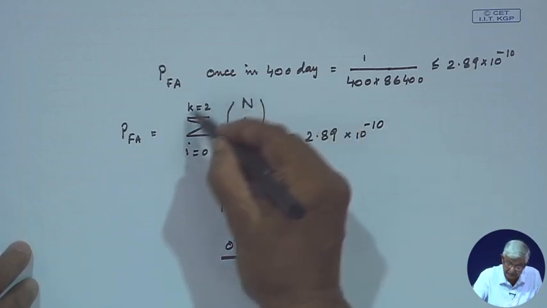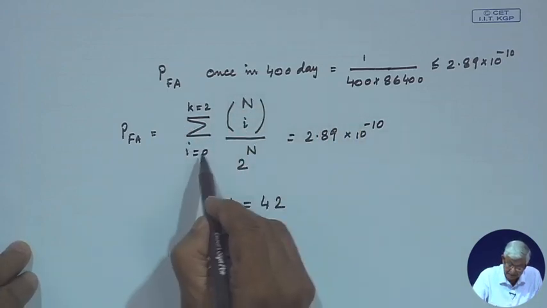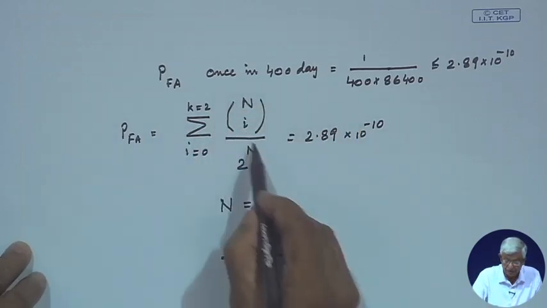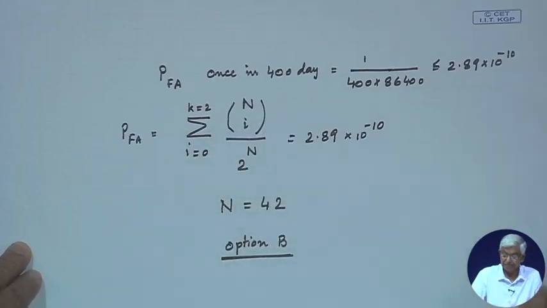You have to do this exercise for i equal to 0, 1, 2. So, 3 sums will be there.